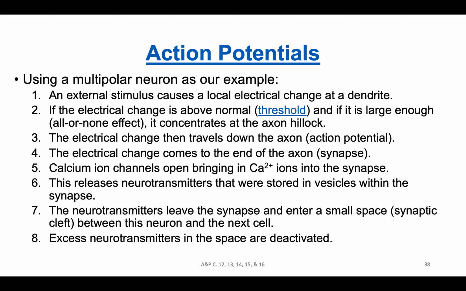The electrical charge is going to come to the end of the axon, or the synapse. When it reaches the synapse, there are calcium ion channels that are going to open and bring calcium into the synapse. This causes the release of neurotransmitters, which are just chemical messengers stored in our vesicles at the end of our axon within the synapse. Those neurotransmitters are going to leave the synapse and enter the small space, which we call a synaptic cleft. It's a small space between the original neuron and the next neuron. Then excess neurotransmitters in the space get deactivated, but most neurotransmitters will go to the next neuron and start that sequence of action potential again.